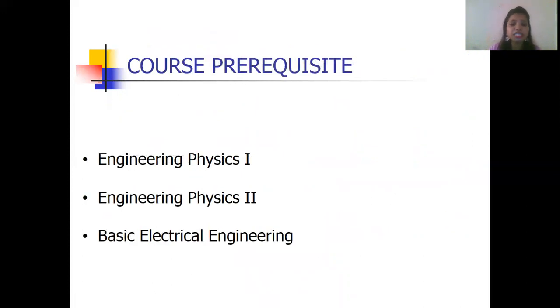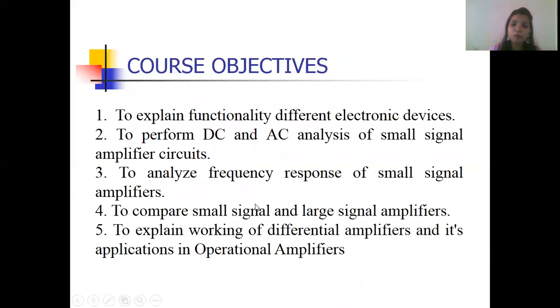What are the prerequisite subjects? The prerequisite subjects are simply physics 1, physics 2, and basic electrical engineering. Now, what is the objective for the syllabus? The objective is simply that the students can learn the functionality of different electronic devices like diodes, Zener diode, transistors. Then if you are learning the characteristics, you are able to perform DC and AC analysis.